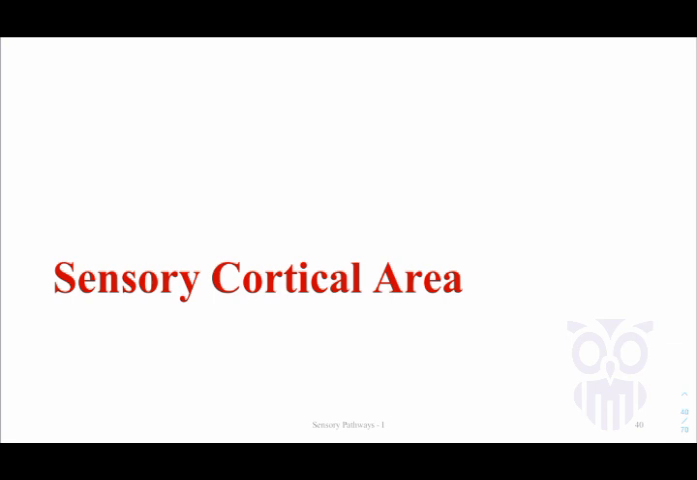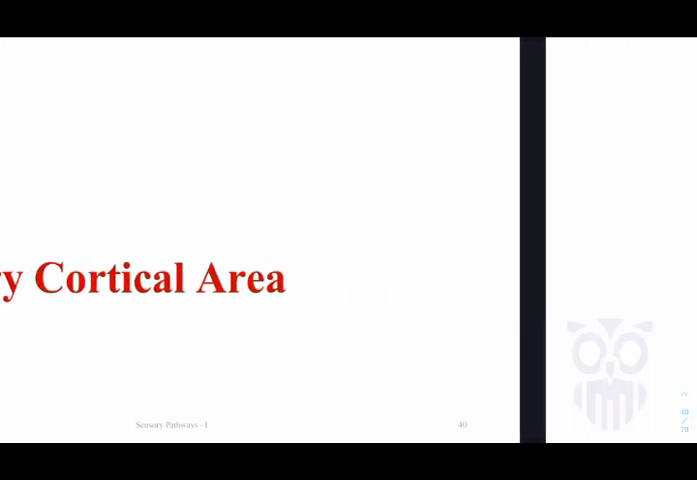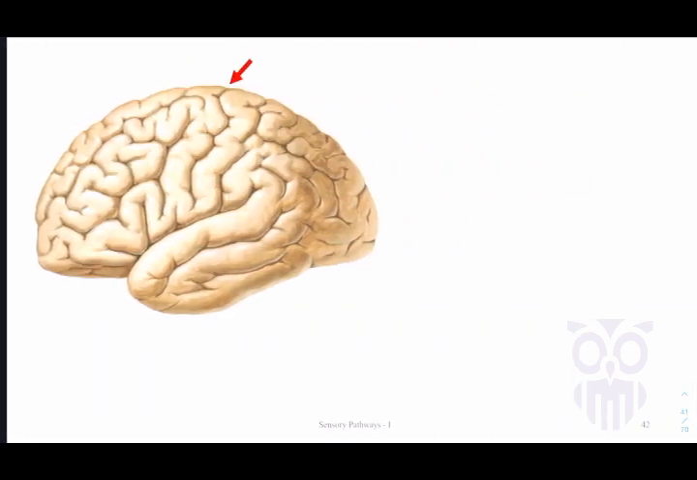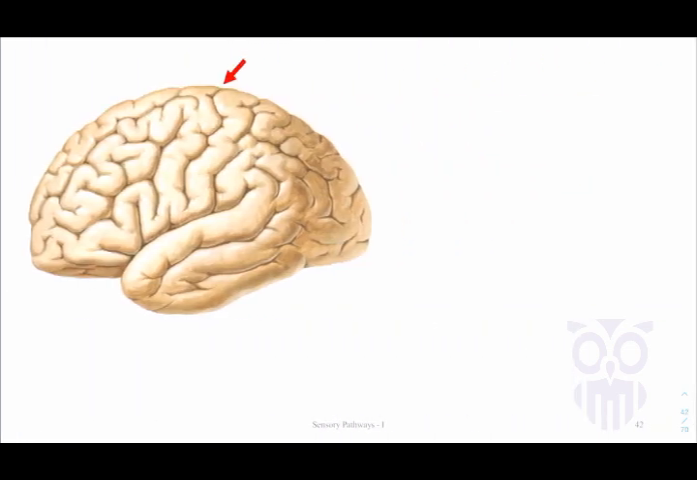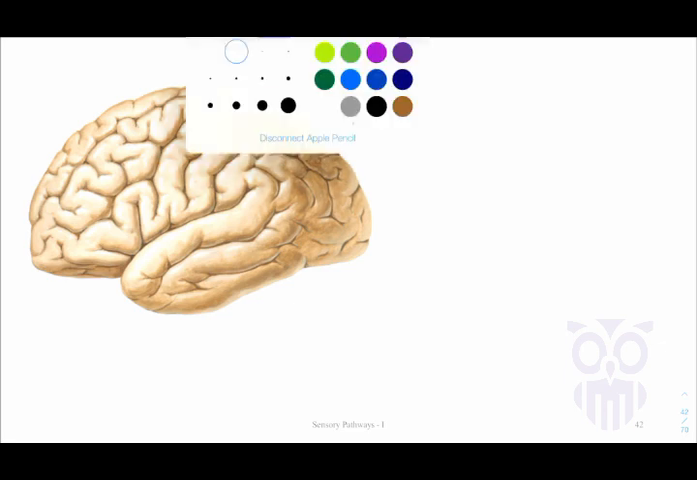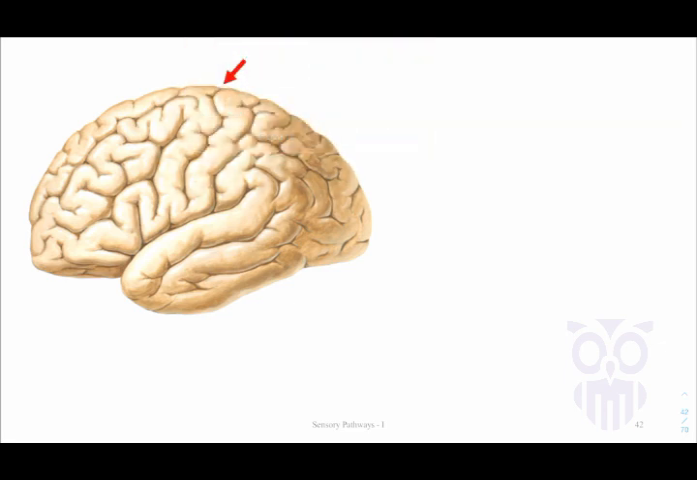Now we go to the sensory cortical area, a very interesting part actually. So this is our brain, we all know how it looks. Now I have made a red marking here, in this area. You know what sulci are? These depressions are sulci and the elevated portions are gyri. Yes, this is the central sulcus.